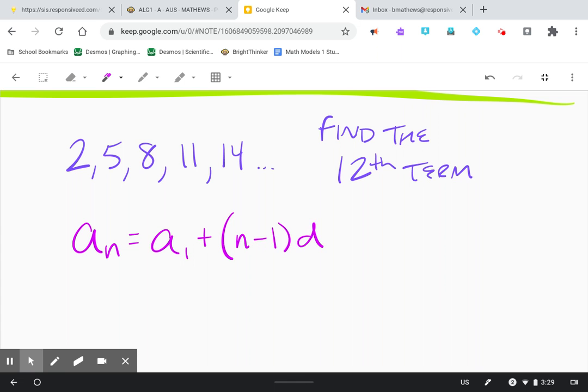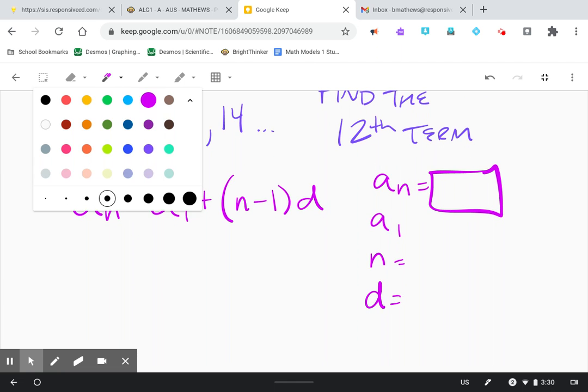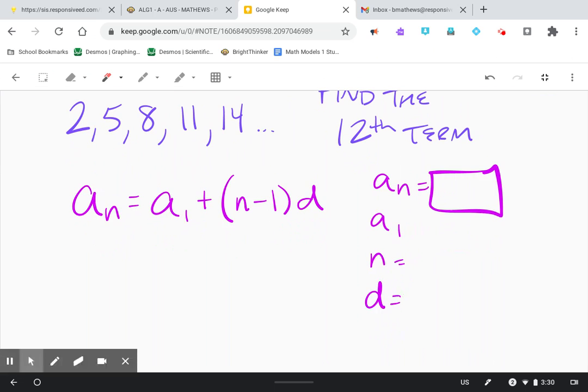Okay, so we need to identify these values: an, a1, n, and d. And actually, this is what we are finding. We're looking for an. We're looking for the 12th term. So I'm going to write that down. We know we are looking for A12. We want to find the 12th term. So in order to find that, we already see that my n value is 12. That's because we're trying to find the 12th term.